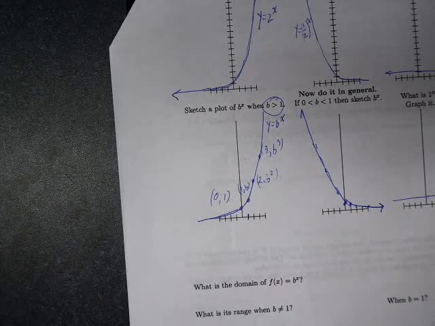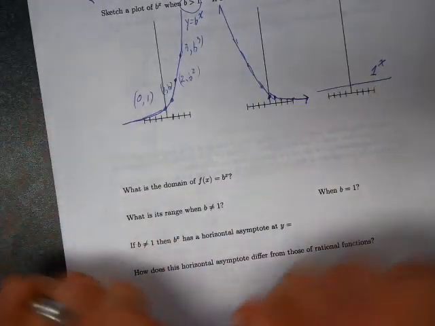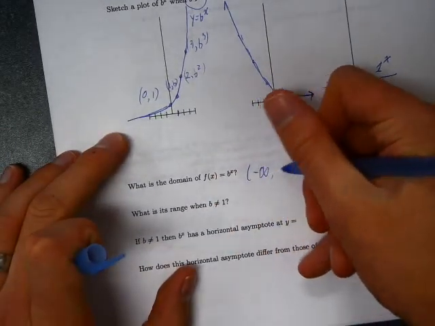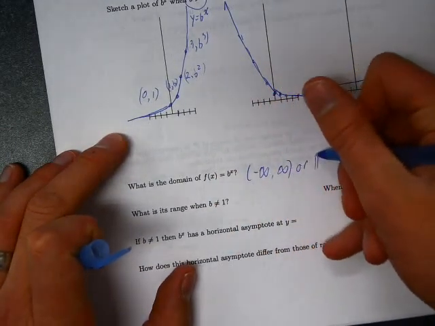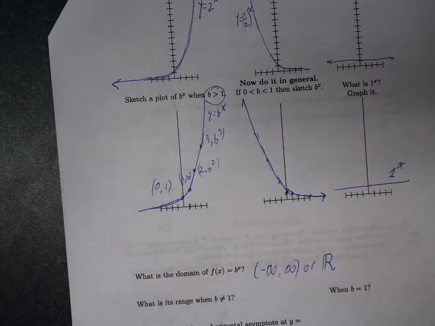Let's see if we notice any properties of these functions. Let's check domains. What is the domain of b to the x by looking at these graphs? All real numbers. Whichever way you'd rather write it. What is the range of b to the x? Don't look at the case that b is equal to 1. Everything bigger than 0.